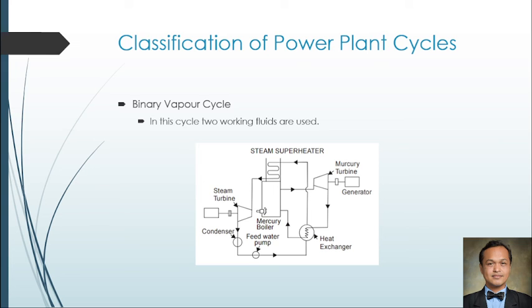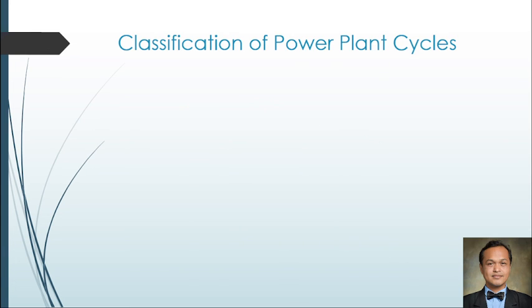In the binary vapor cycle, 2 working fluids are being used, either steam or water, and mercury. With this type of cycle, you are going to have 2 turbines. The first one is the steam turbine and the second one is the mercury turbine. And I still don't know which power plant is being used for these 2 types of cycle.